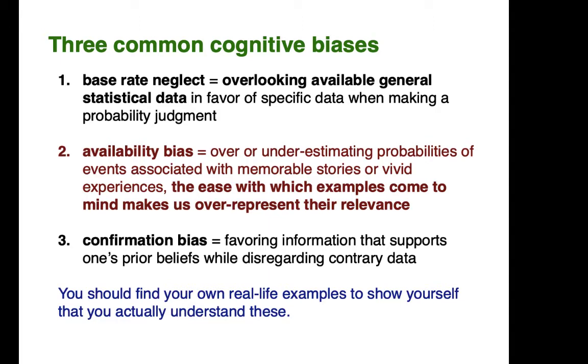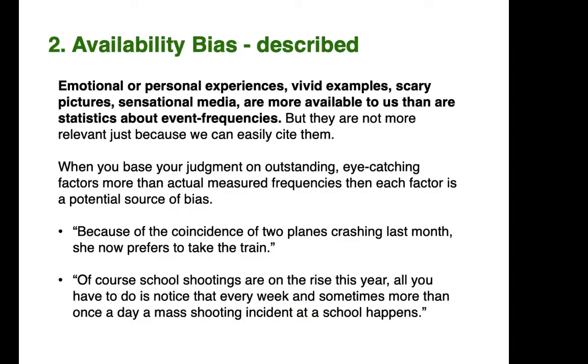Let's talk about availability bias. This is over or underestimating probabilities of events associated with memorable stories or vivid experiences. The ease with which examples come to mind can make us overrepresent their relevance, and we judge poorly based on those. Emotional or personal experiences, vivid examples, scary pictures, sensational media are more available to us than are statistics about event frequencies. But they are not more relevant just because we can easily cite them or recall them.